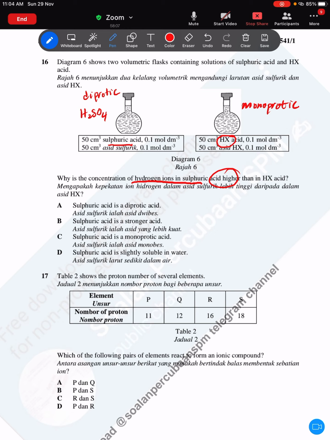A, B, C, D. I think I have given the answer. It's A. Ayam, yes, okay. Ayam stands for chicken. Right. And why is it a diprotic acid?